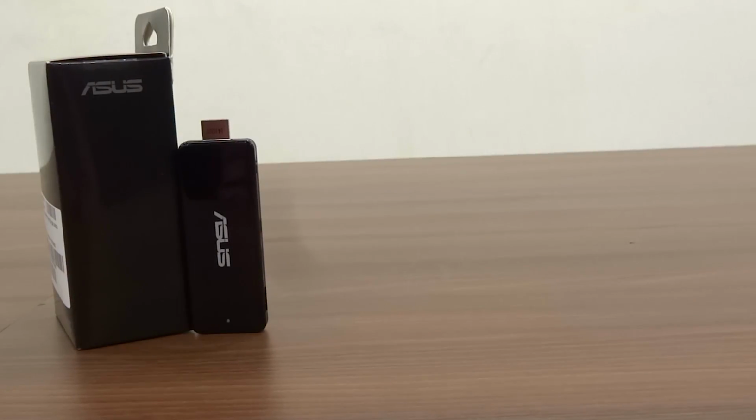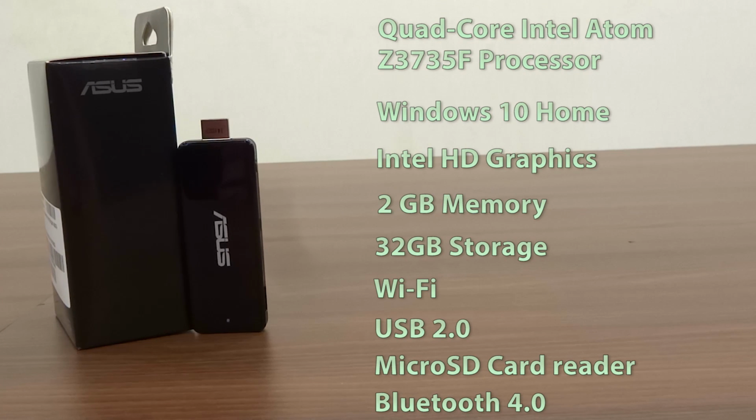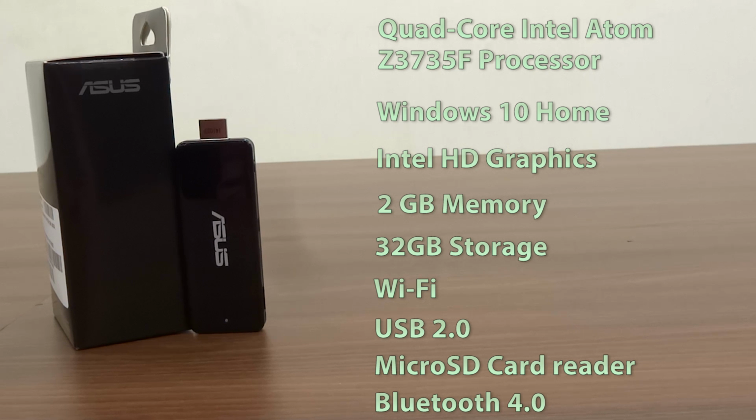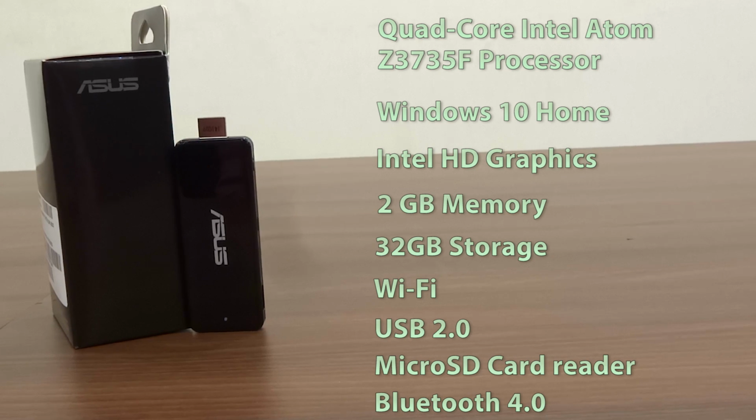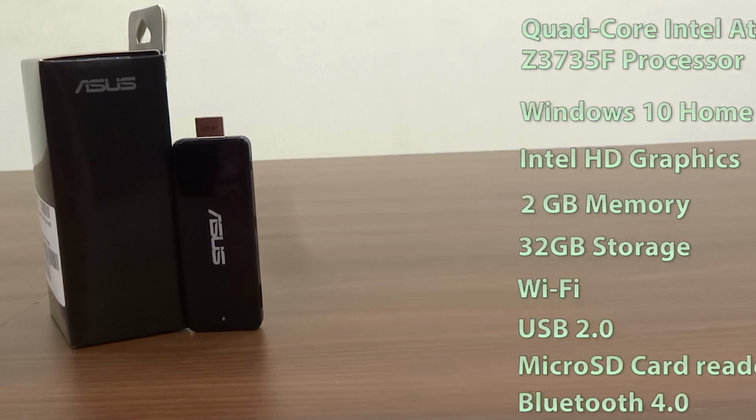Asus Stick PC QM1 is 11 cm long. It has an Intel Atom Z3735F processor, Intel HD graphics, Windows 10 OS, 2GB of memory, 32GB of storage, Wi-Fi and Bluetooth 4.0, USB and micro SD port and HDMI connector.